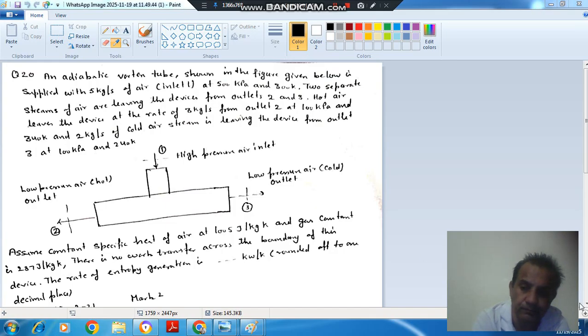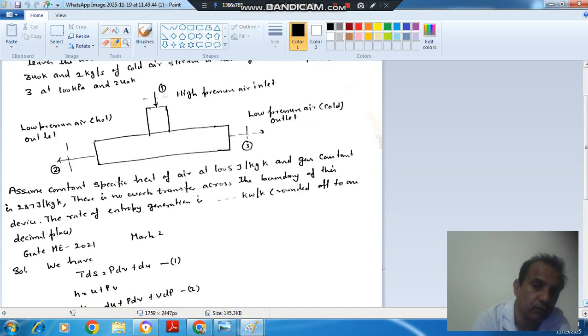Assume constant specific heat of air at 1005 joule per kilogram per Kelvin. Gas constant is 287 joule per kilogram per Kelvin. There is no work transfer across the boundary of this device. Find the rate of entropy generation in kilowatt per Kelvin, rounded up to 1 decimal place.